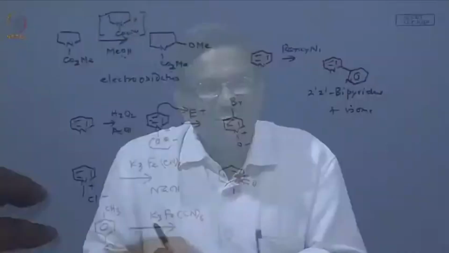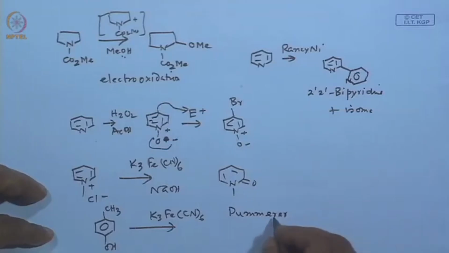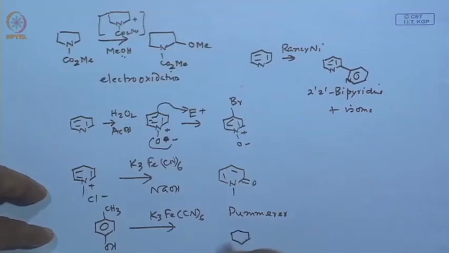As I said, I roughly remember this example. If you find any mistake, just let me know. Presumably, it gives, sometimes people say Pummerer ketone, not the Pummerer rearrangement. Actually, it gives you something like this.